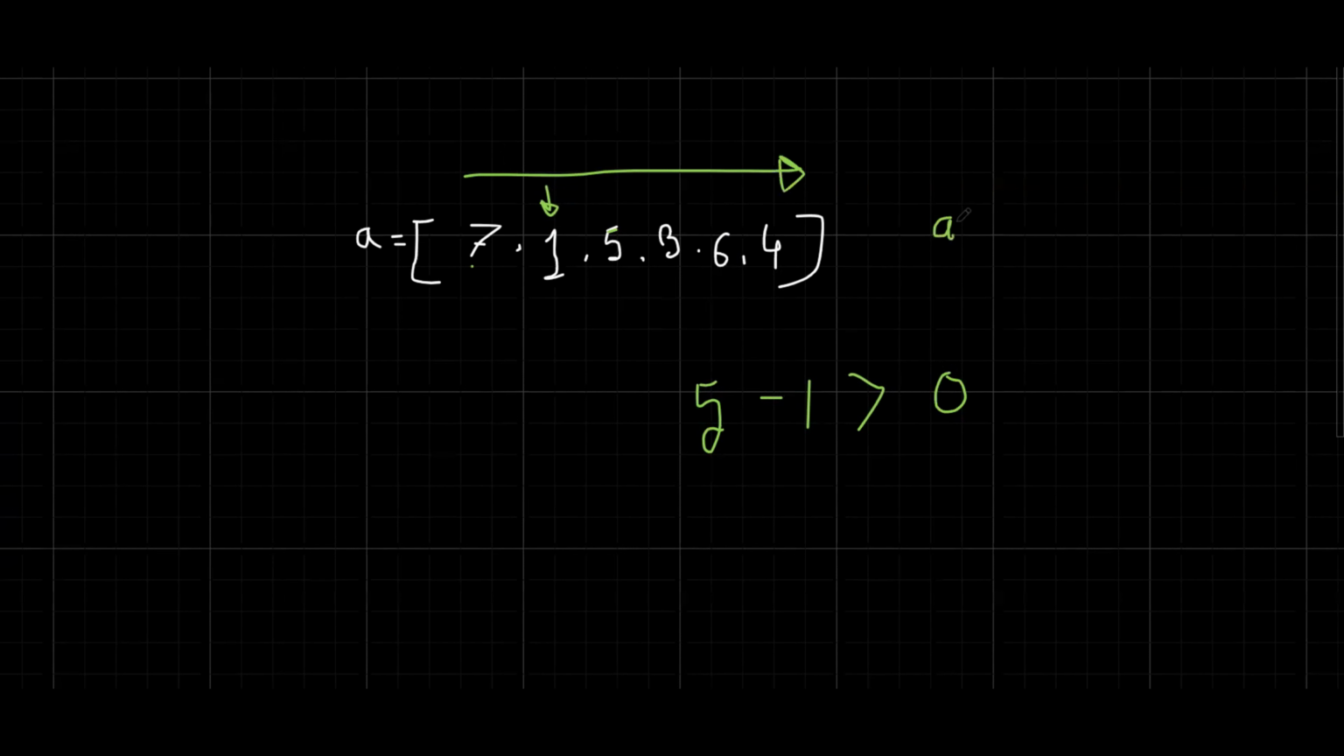Suppose at first our answer is 0. Now we are at the first index, which is 7. So what is the strategy? Here the strategy is for the element 7, we have to check whether the value of the next element is greater than 7 or not. Here the value of the next element is 1.